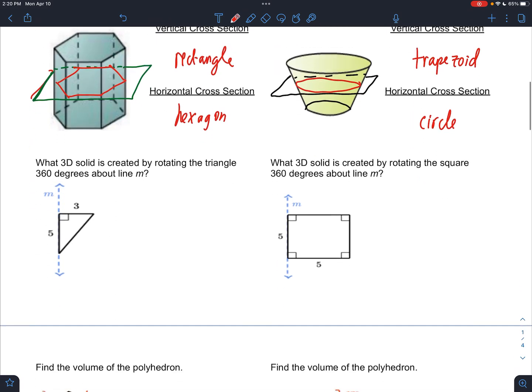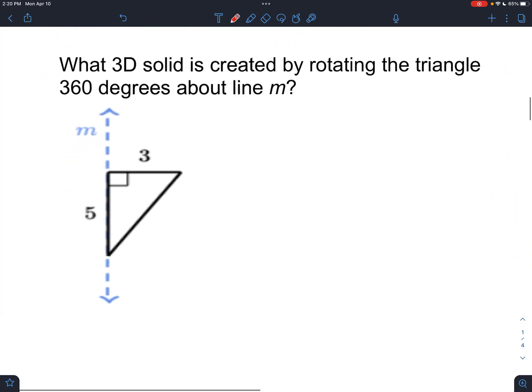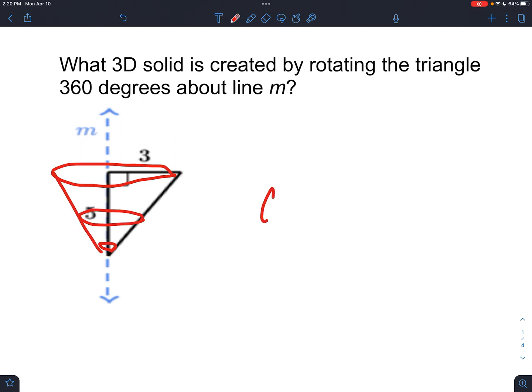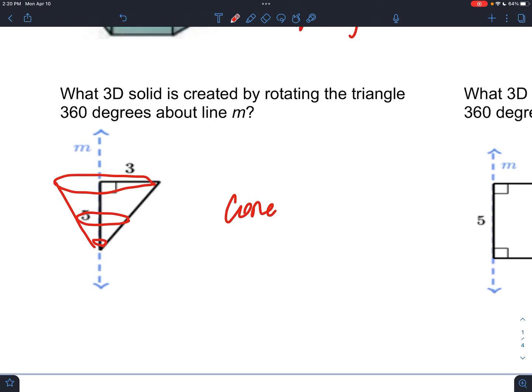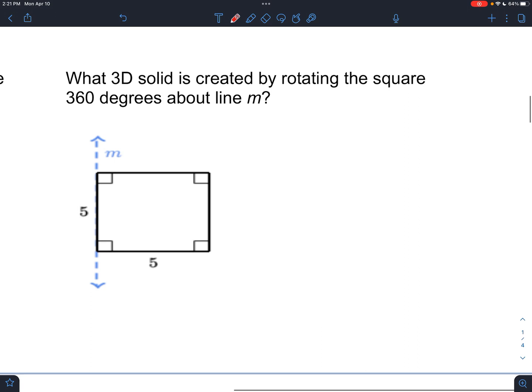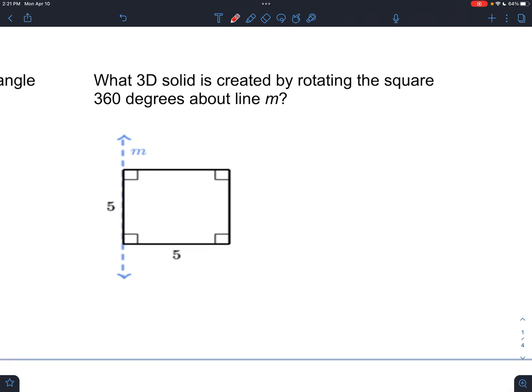Okay. And this is a really common question on the test, when you revolve a solid, so taking this triangle and spinning it around that line. So just imagine taking some points and spinning them. We're going to get a cone here. So if you spin a right triangle, you get a cone. And if you spin a rectangle, this is a square, but it's more like a rectangle.